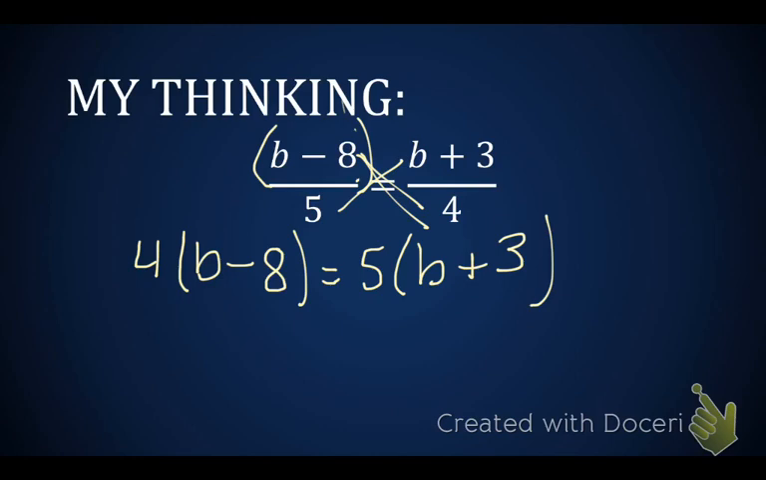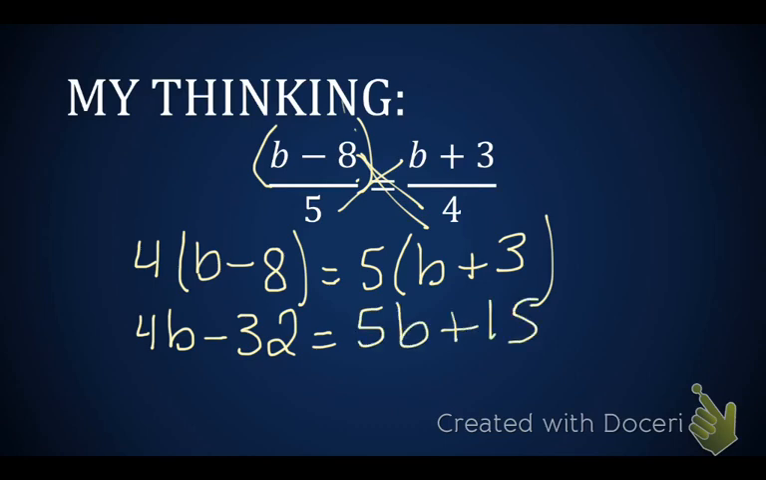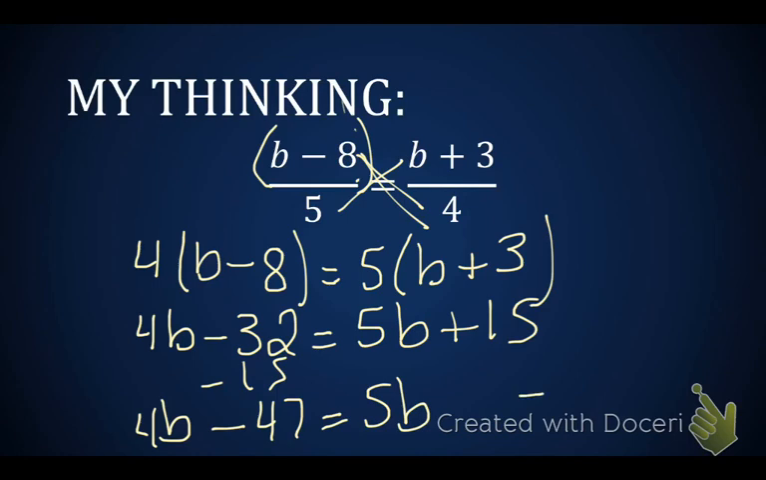Like always, you solve the equation. You get 4b minus 32 equals 5b plus 15. And we keep solving. I'm going to subtract 15 from both sides. That gives me 4b minus 47 equals 5b. Then negative 47 equals b.